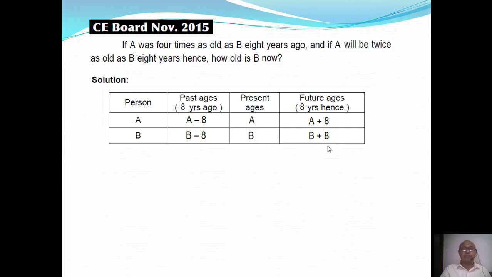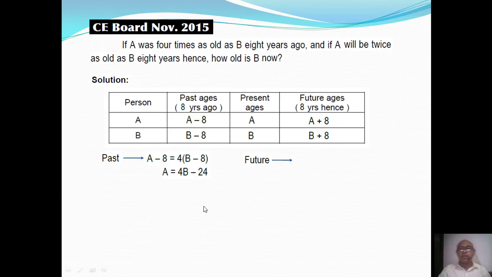So we have 8 years ago, A was 4 times as old as B. So in the past, A's age, A minus 8, was 4 times B's age. So A minus 8 is equal to 4 times B minus 8. We can simplify this and we obtain A is equal to 4B minus 24. Okay, so I will call it equation 1.